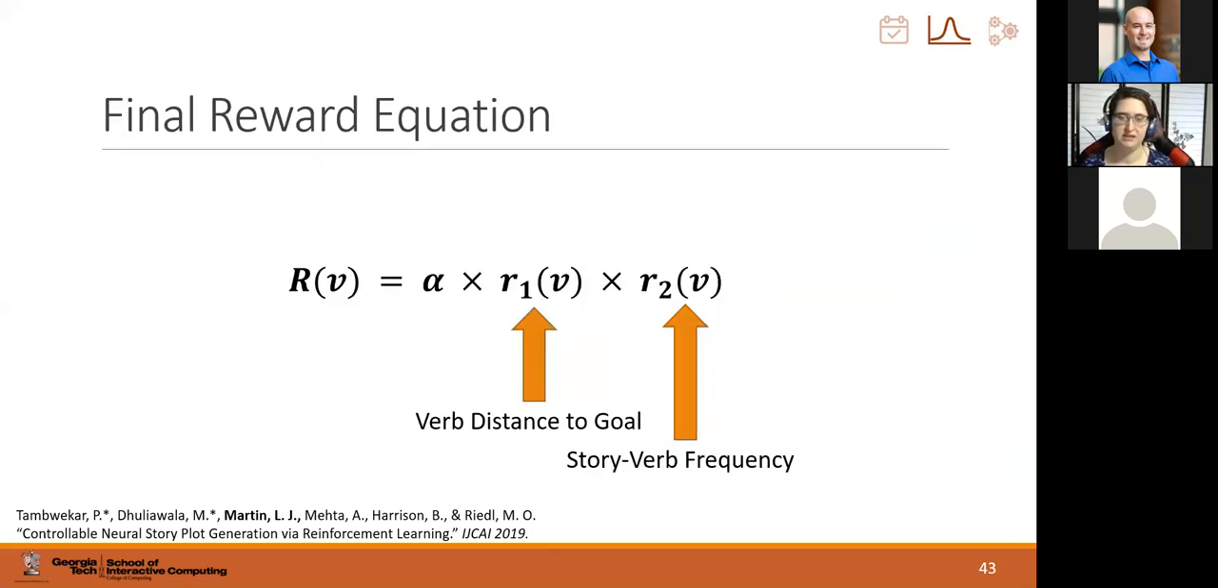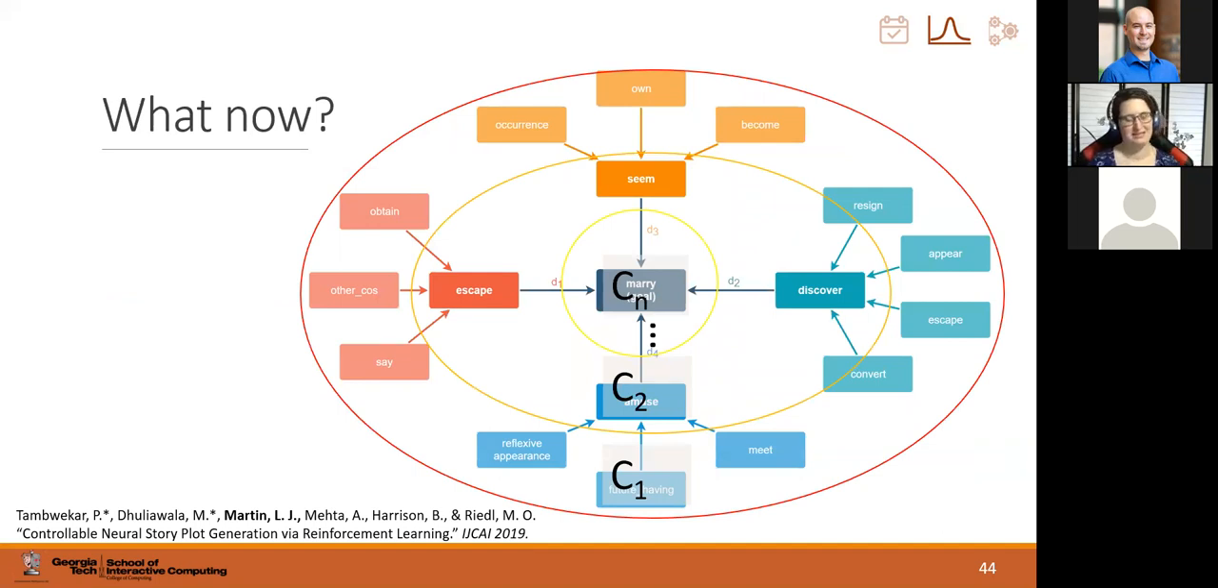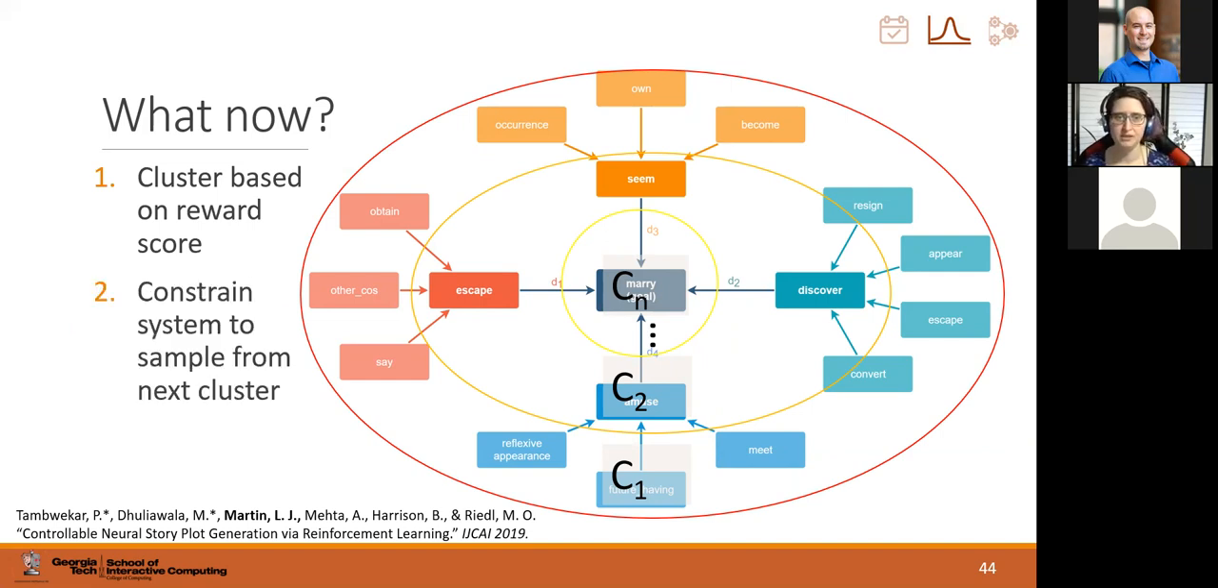And so I multiplied these together, and the secret sauce is that I ended up creating clusters based on this score. Then I would constrain the system when I was training it to only sample from the next cluster. This created an artificial state representation, and it prevented the system from just going, "Joan and Bill meet, they get married," which it would often do when we were training without this clustering, because it wanted to get to the high reward, it wanted to get to the goal. By not having that state restriction, it was able to just jump to the end.